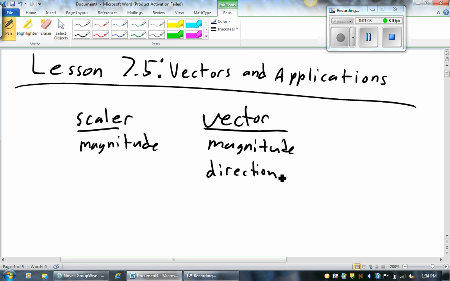It's not just that I'm going 15 miles an hour, it's that I'm going 15 miles an hour in a northeastern direction. So the way we draw a vector looks like a ray. It's got a straight line with an arrowhead. And if this is, let's say, point A and point B, this would be vector AB. And we put a little sign over the vector like that.